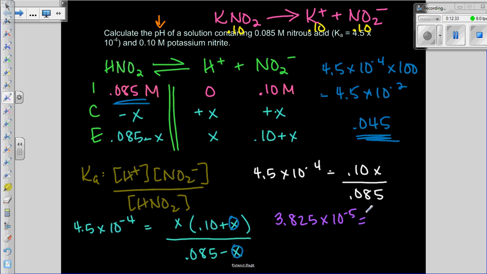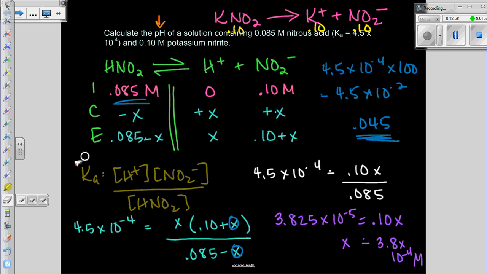That equals 0.10x. I am going to divide both sides by 0.10. That gives me, let's do sig figs, 0.38 times 10 to the negative fourth molar. So that's our concentration of hydrogen ion.